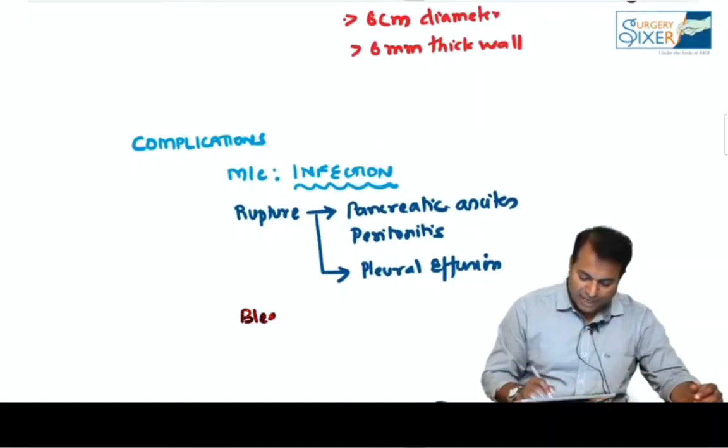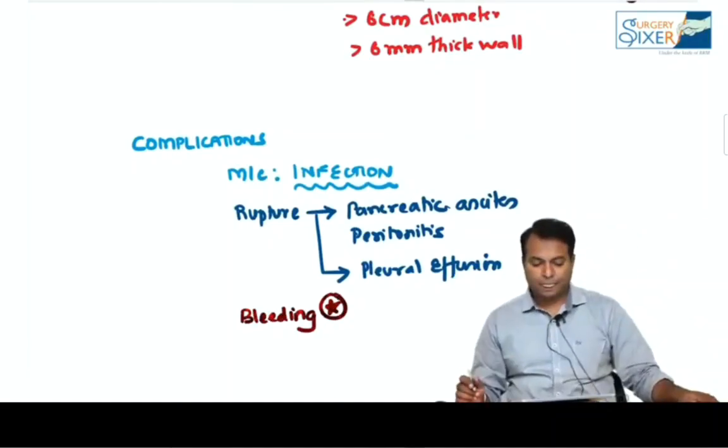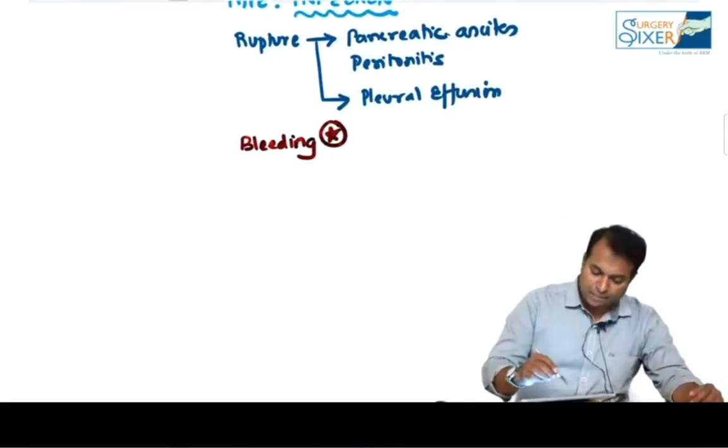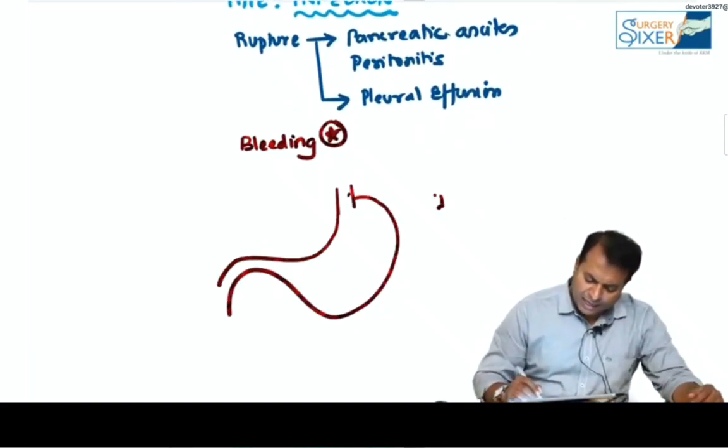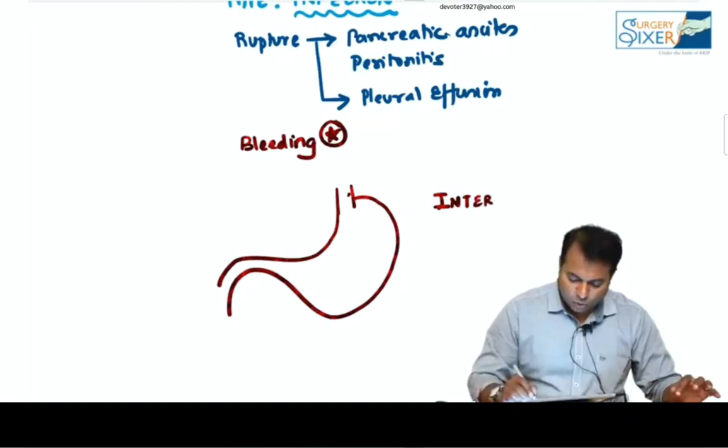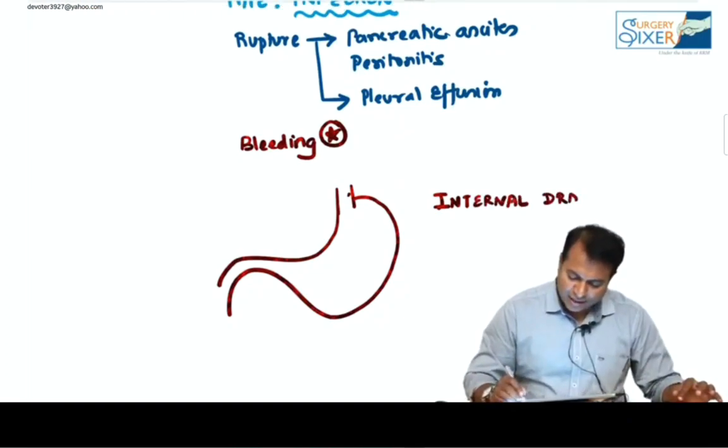And there is another important complication. Please don't forget, they can bleed. Bleeding is another dangerous complication. All these are various complications. Therefore, we should plan for internal drainage, which is the treatment of choice for uncomplicated pseudocyst. Please remember, internal drainage is the treatment of choice.